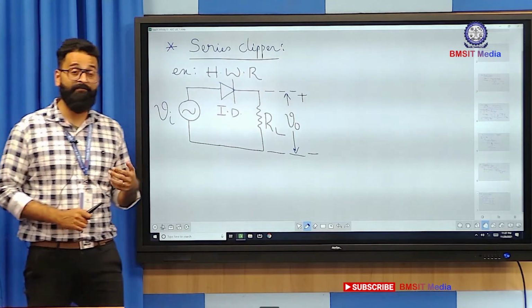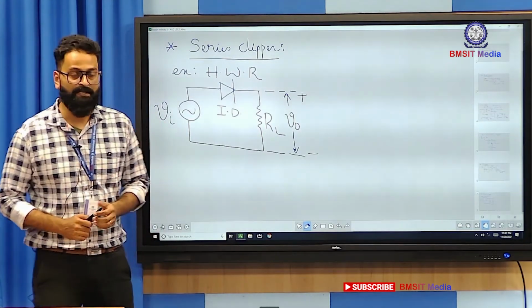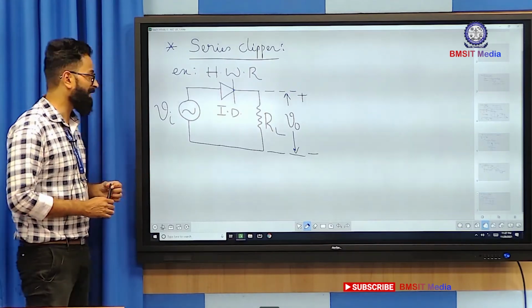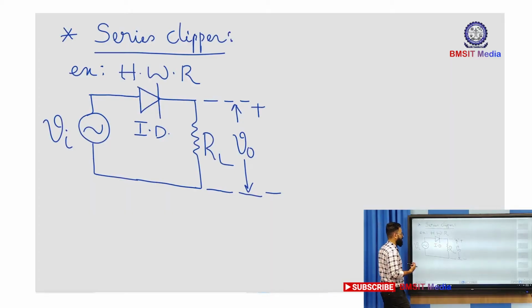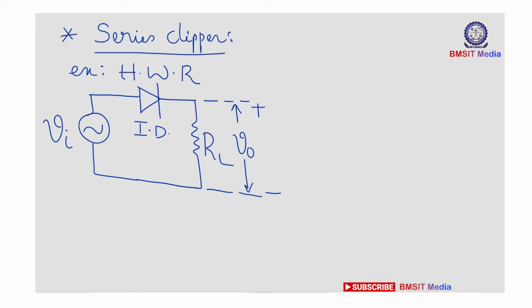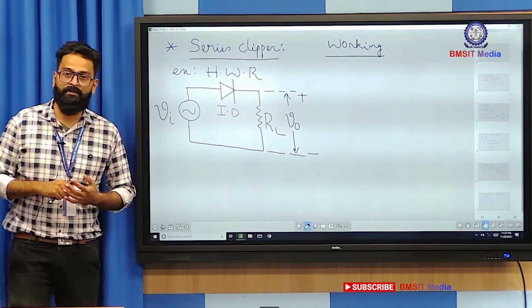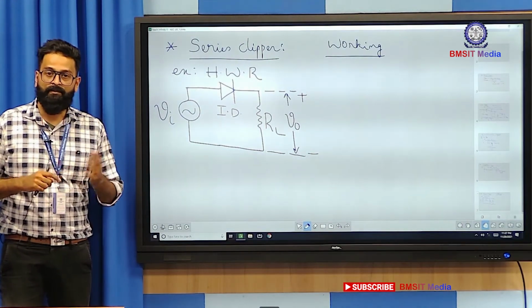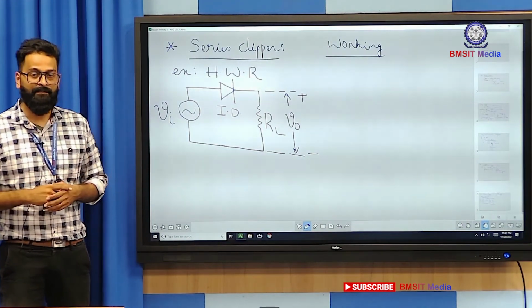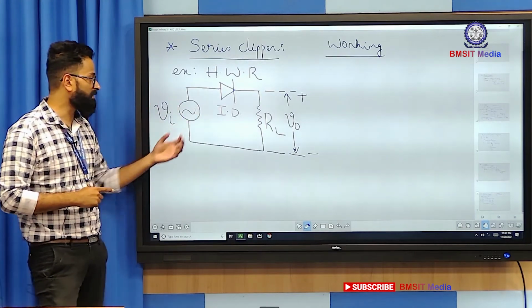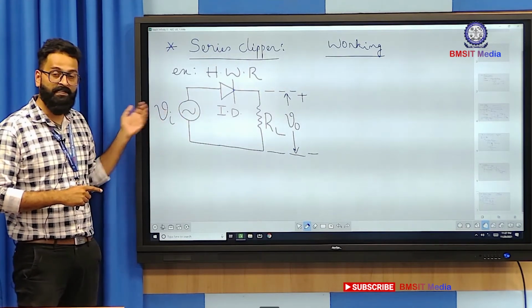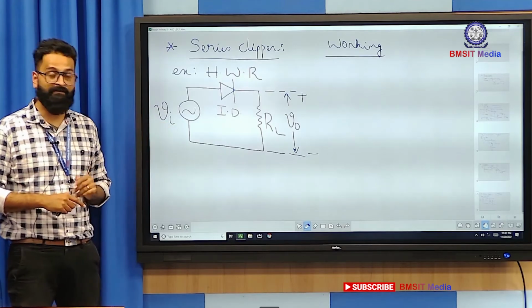Likewise, you also have a parallel clipper. Sometime later, let us understand the working of the parallel clipper. Okay, so now let us look at the working of this clipper circuit. In case of clipper working, all you have to do is talk about the circuit behavior for a complete input cycle. That means you talk about the working of the circuit for the positive half cycle and the negative half cycle of the input.